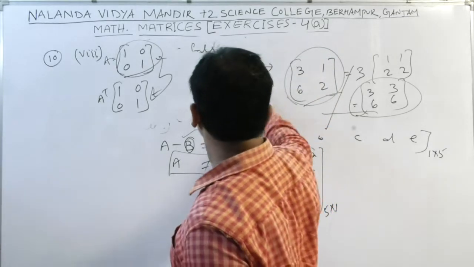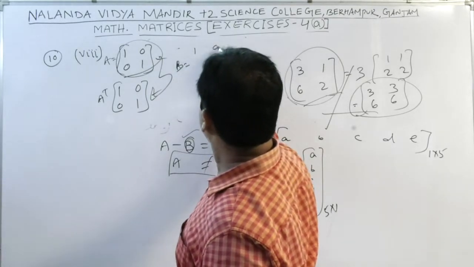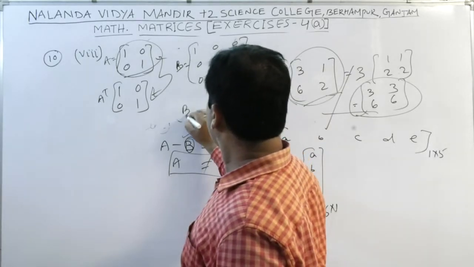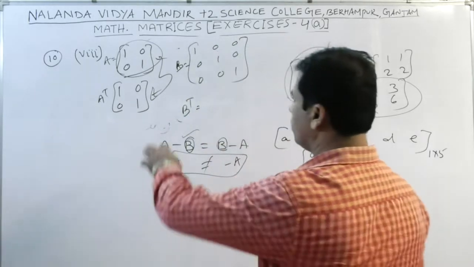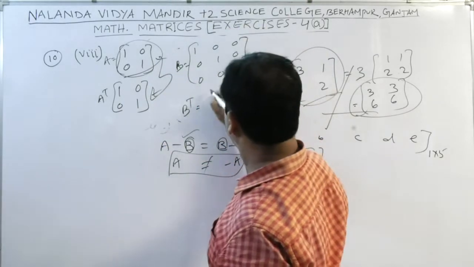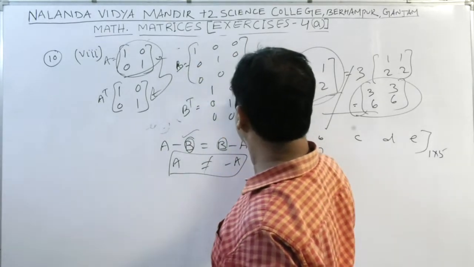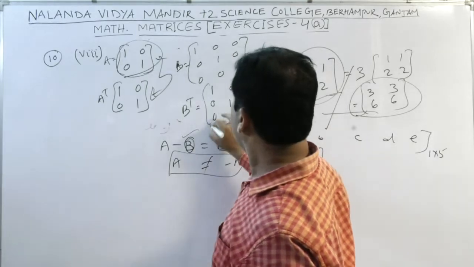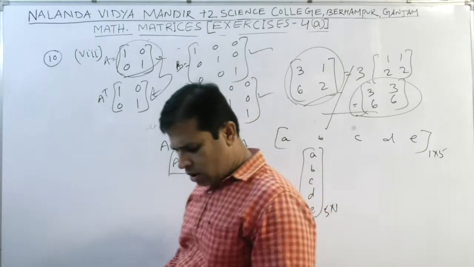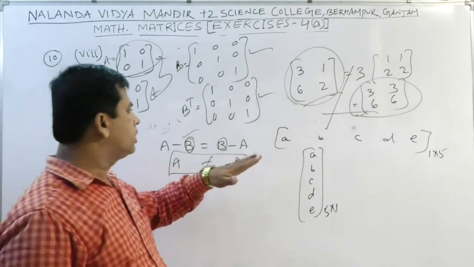For example, of order 3, let A equal B equal 1, 0, 0, 0, 1, 0, 0, 0, 1. If we find B transpose, we get the first row to the first column, second row to second column, third row to third column. Therefore, if B is this unit matrix, then the transpose is also the same. Therefore, the last statement, the unit matrix is its own transpose, is a true statement.